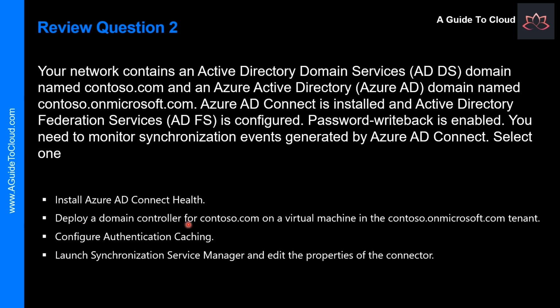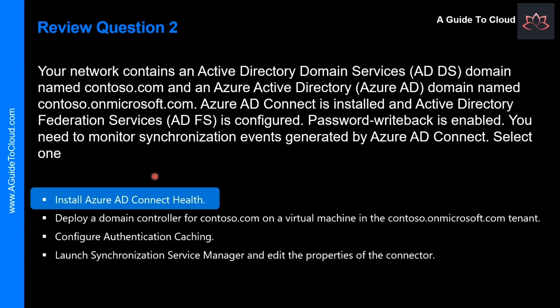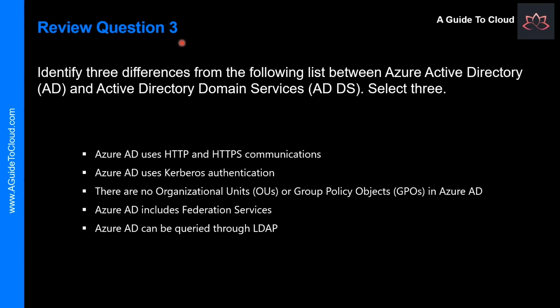Is it by deploying a domain controller for conterso.com on a virtual machine in the conterso.onmicrosoft.com tenant? Absolutely rubbish answer. Just by deploying a domain controller is not going to resolve the problem we are trying to solve. So the right answer is install Azure AD Connect Health. Azure AD Connect Health is a feature that will monitor on-premises ADDS identities and provide alerts. This requires an agent on each server being monitored. So let's look at question number 3.